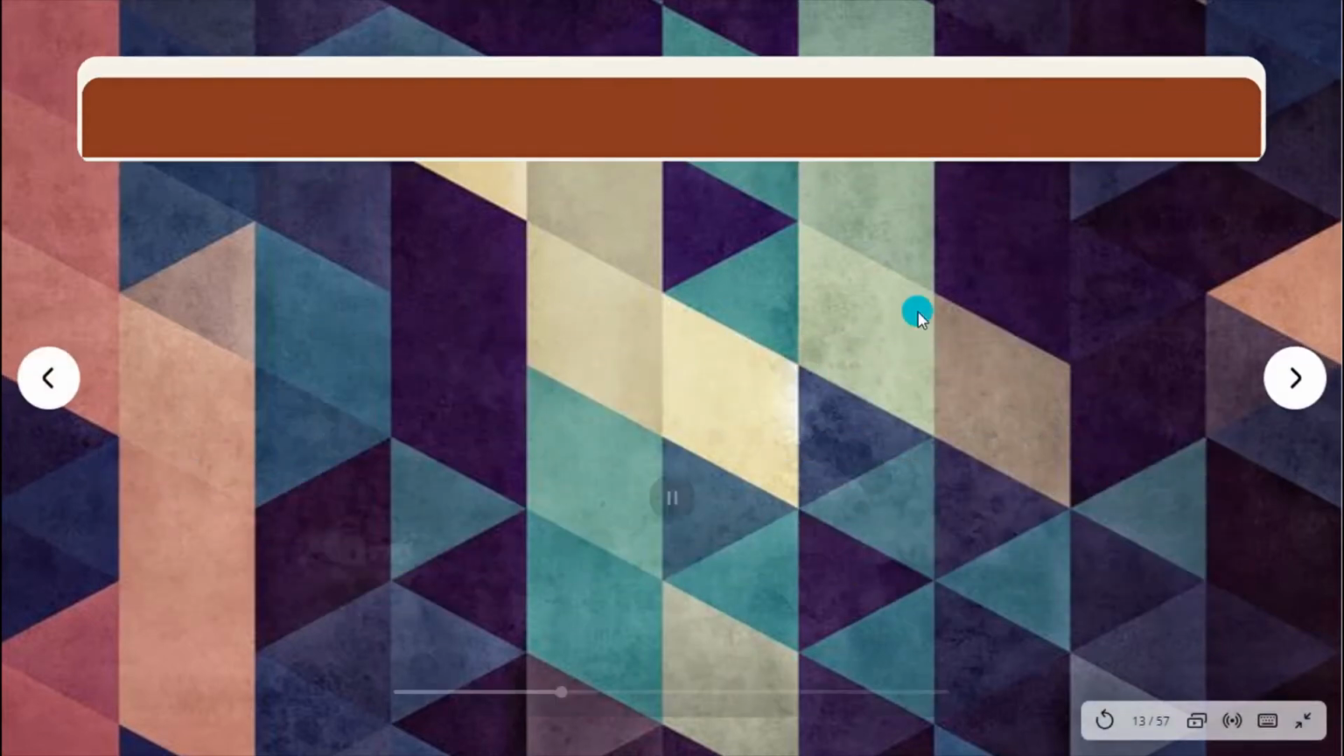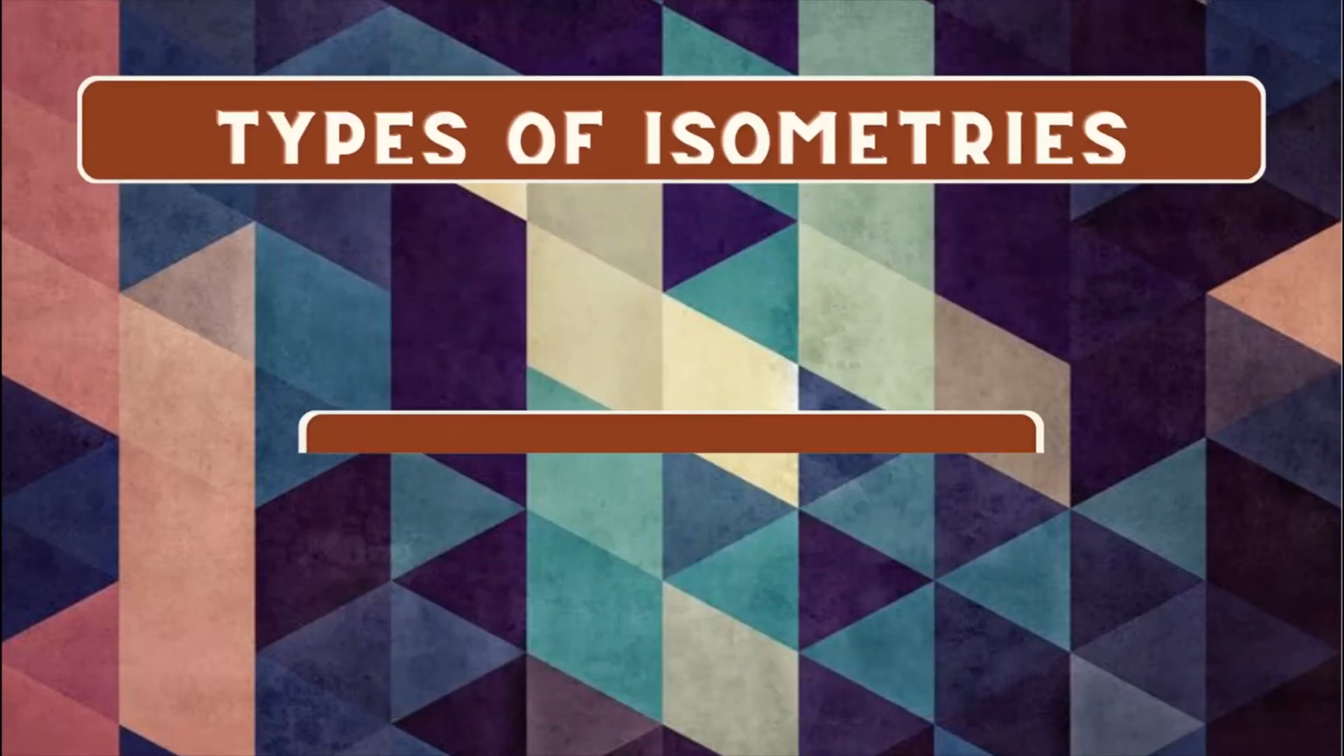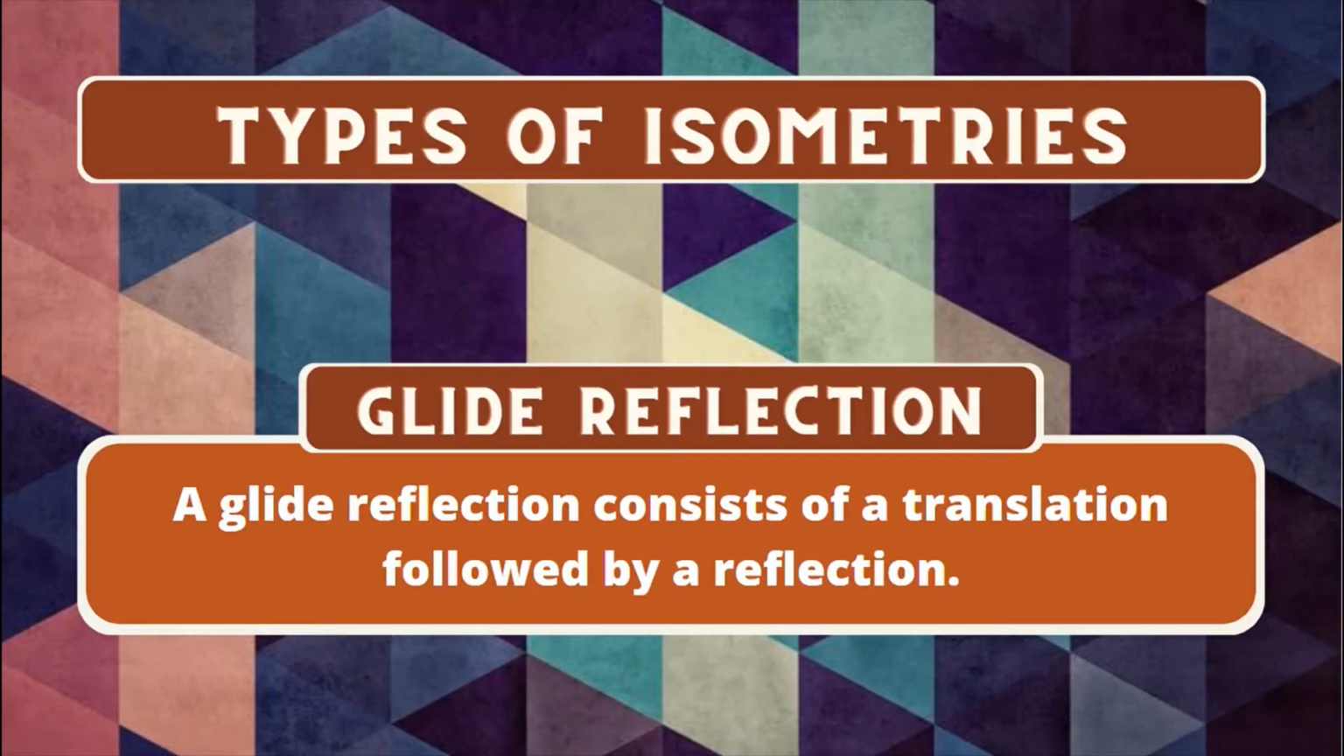Here's an animation to visualize. Let's see the semicircle being reflected along the straight line. Now let's proceed to the last type of isometry, glide reflections. A glide reflection consists of a translation followed by a reflection. The object's movement in the plane consists of an axis of reflection illustrated by a line, as well as where the parallel directions of the translation and reflection take place respectively.